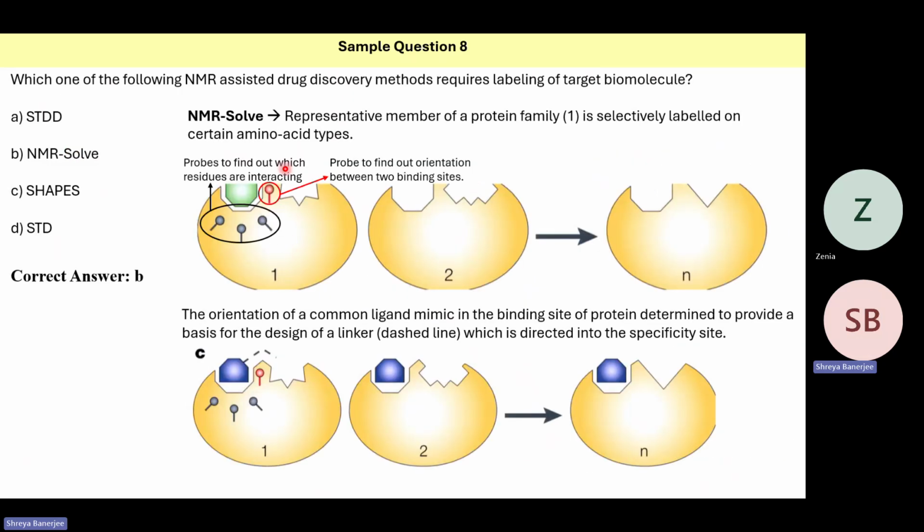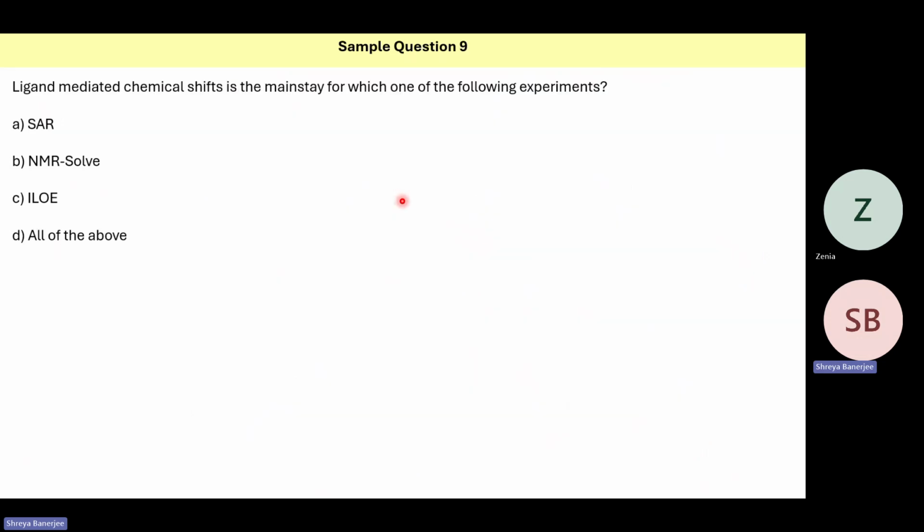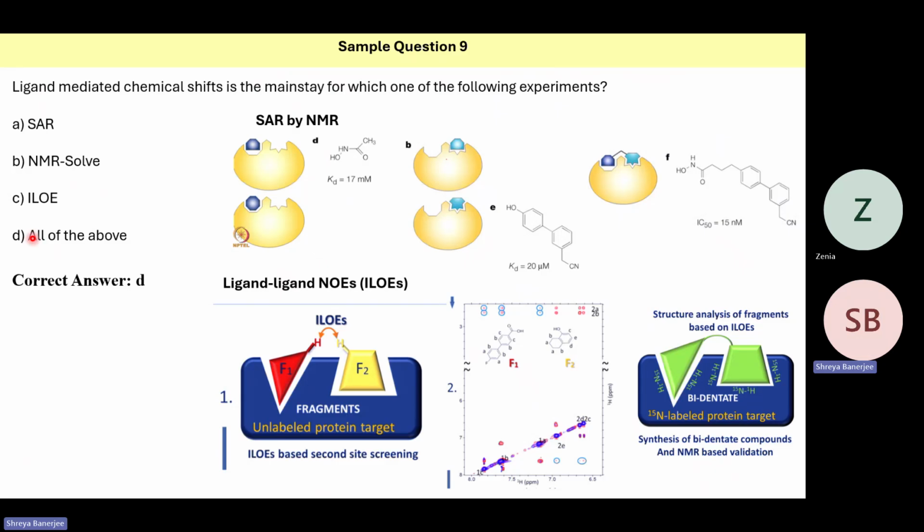Here also, in order to find which ligands are binding, the change in chemical shift is monitored. And ILOE or interligand NOE, these NOEs are used to optimize the linker that will bind two fragments that are attached to two neighboring receptor sites. So here also, you can see how the chemical shift is changing, that is used for this ILOE. So the correct answer is D, that is all of the above.